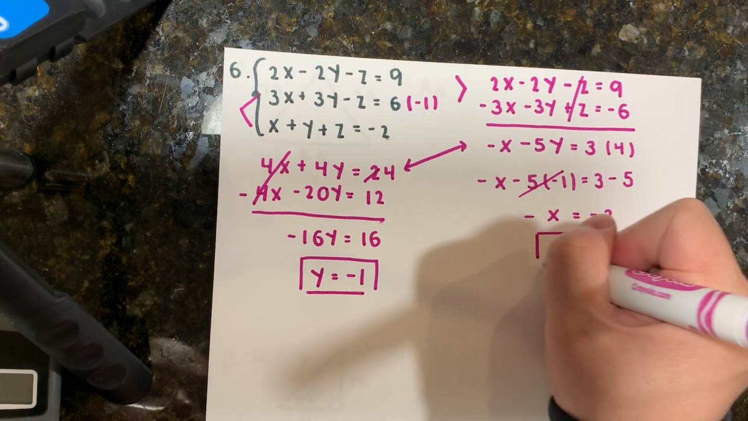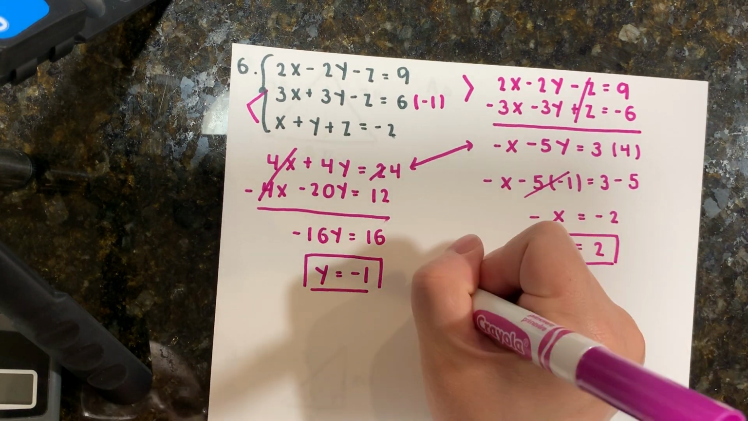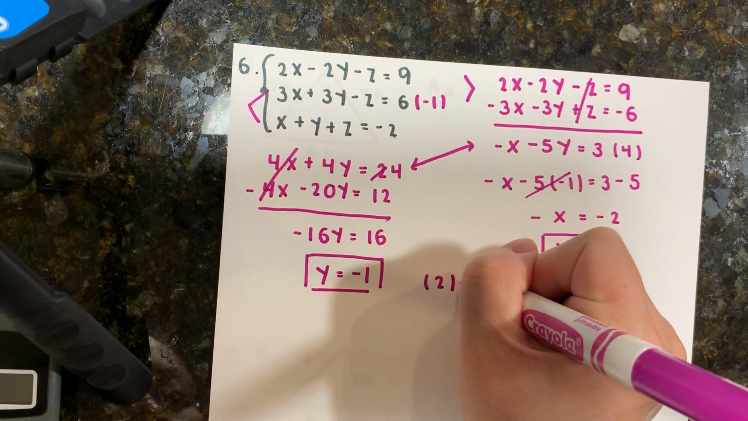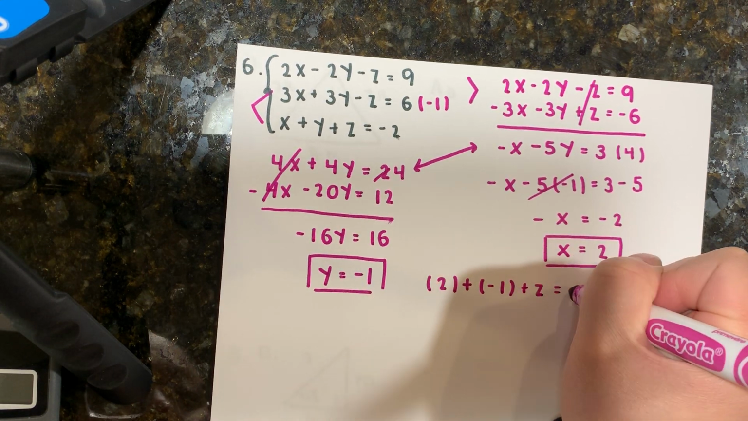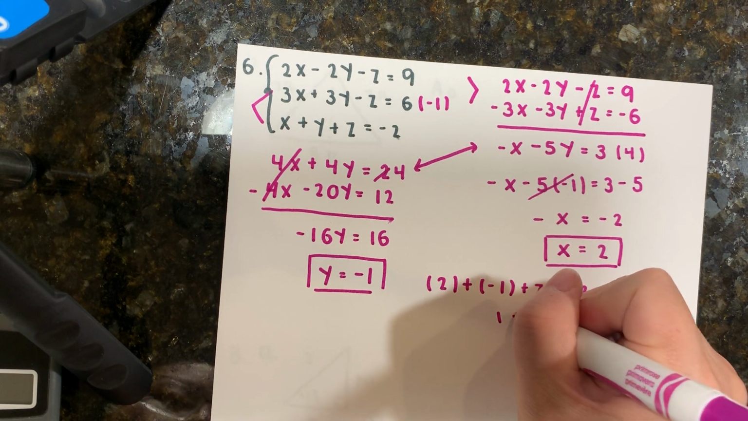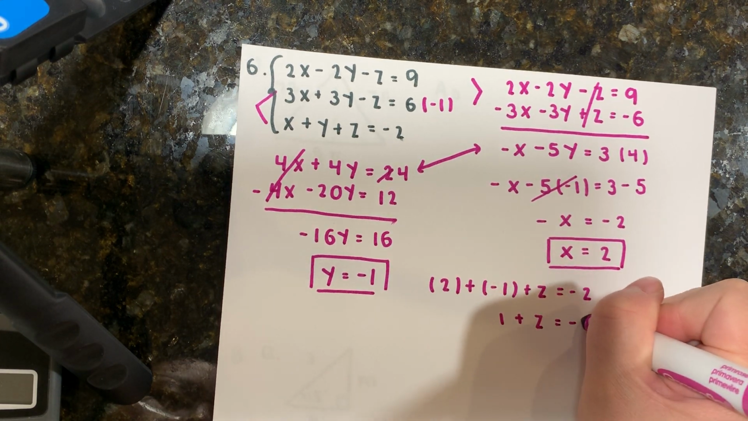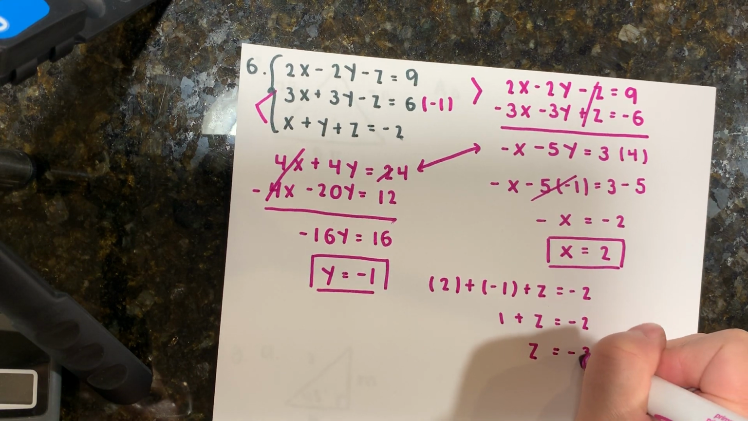Now lastly, I'm going to solve for z. I'm going to plug them into this bottom equation. So I'd have 2 plus negative 1 plus z equals negative 2. 2 minus 1 is just 1. And then z would be equal to negative 3.